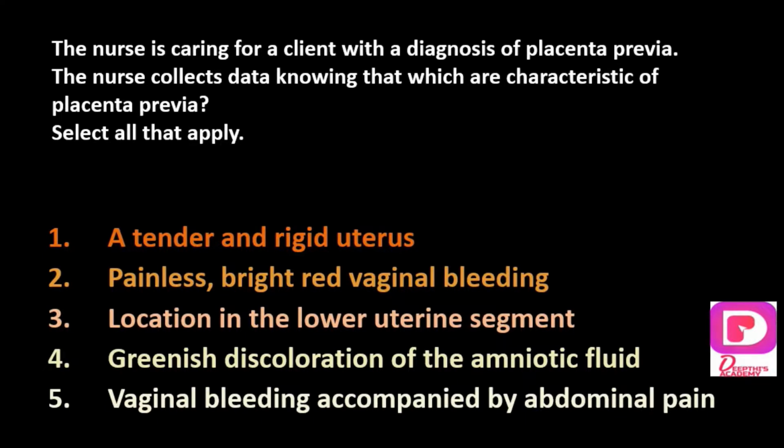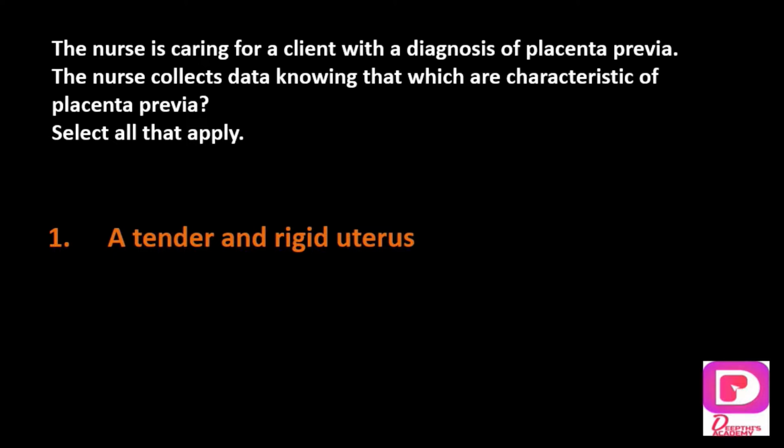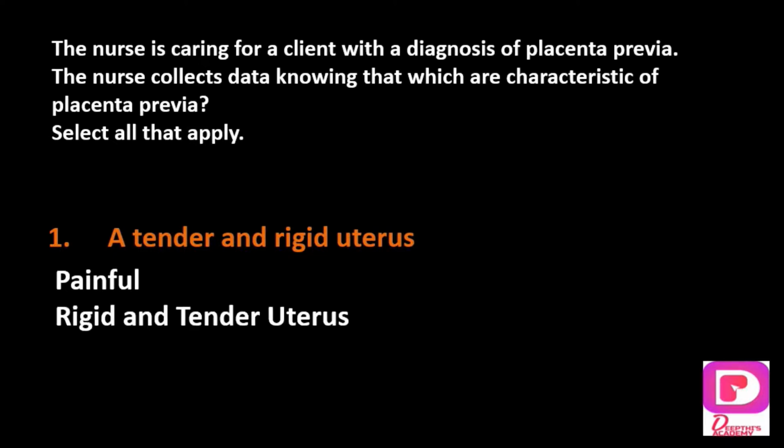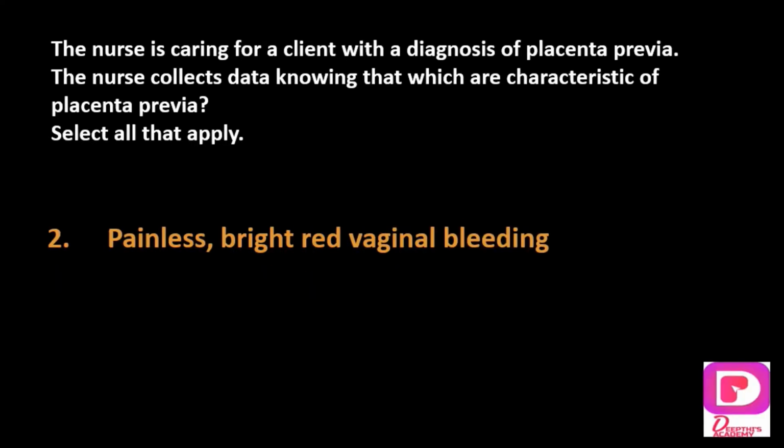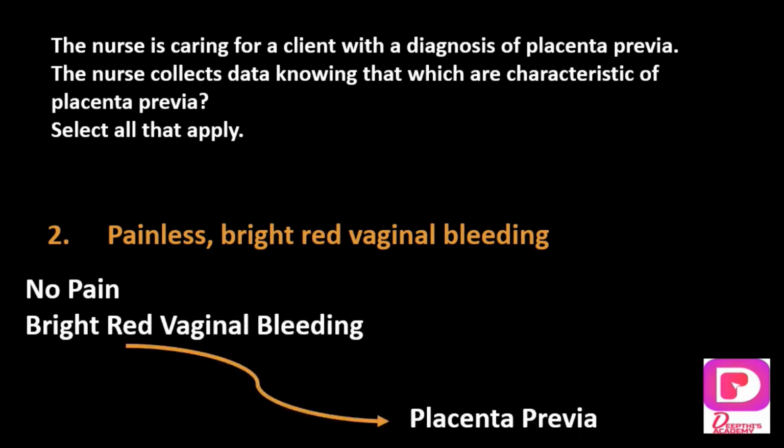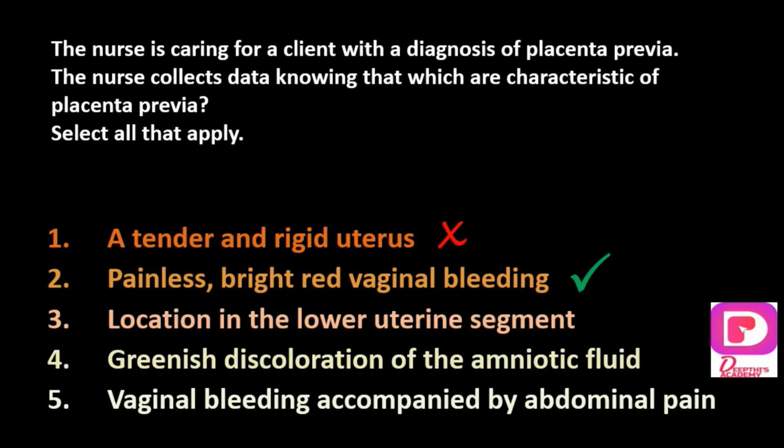Let's see the options one by one in detail. First one, a tender and rigid uterus. Painful, rigid and tender uterus can be seen only in abruptio placenta, not in placenta previa. So option number 1 is wrong. Let's see option number 2, painless bright red vaginal bleeding. There will not be any pain and the vaginal bleeding will be bright red in case of placenta previa. So option number 2 is right.